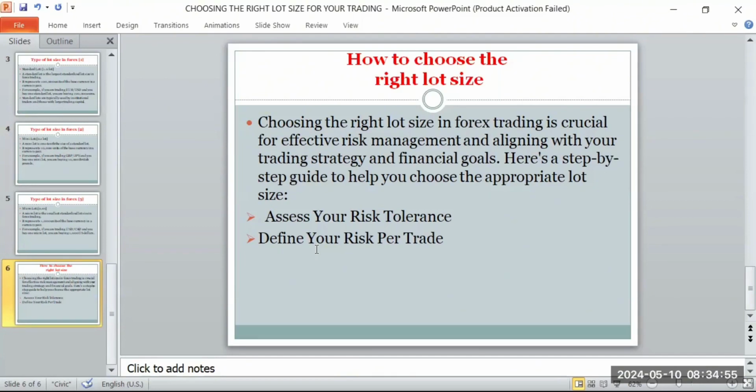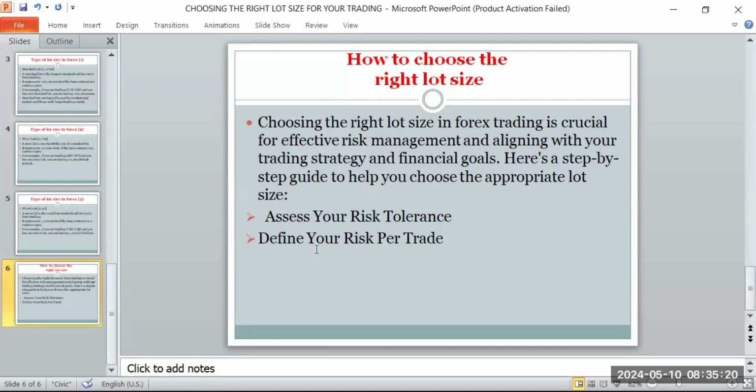Decide on the maximum amount or percentage of your trading capital you are willing to risk. Okay, let's say you have a $1,000 account. You need to decide how much do I want to set aside for risk. Can I set $100 aside for risk? Can I set $50 aside for risk? $20? It all depends on how much you can set aside for risk.